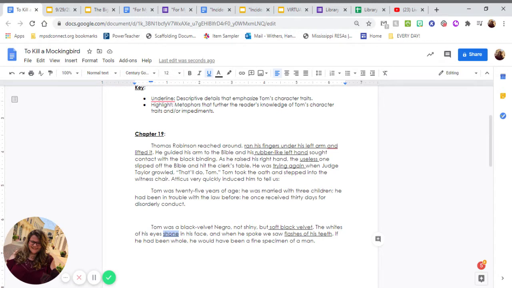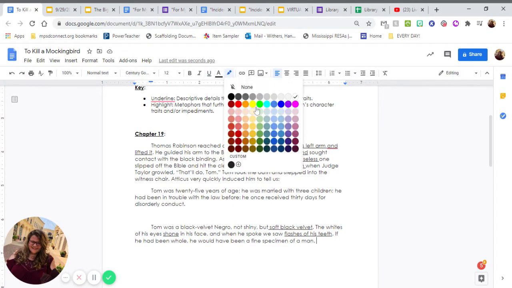And then it continues to say, "If he had been whole, he would have been a fine specimen of a man." And that right there hits you right in the gut, I feel like. I mean, gosh, if he had been whole, he would have been a fine specimen of a man. But he's not whole. And are you only beautiful if you're whole? These are questions that I need answers to.